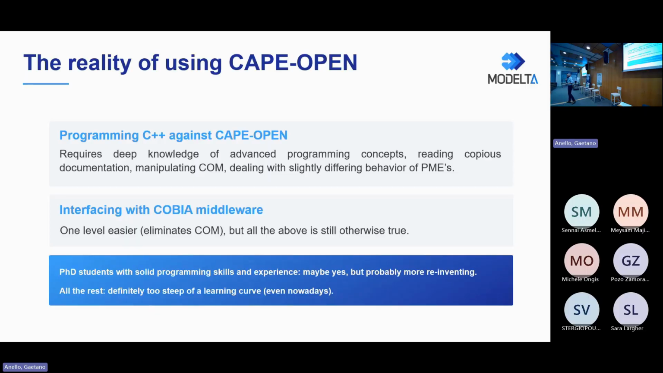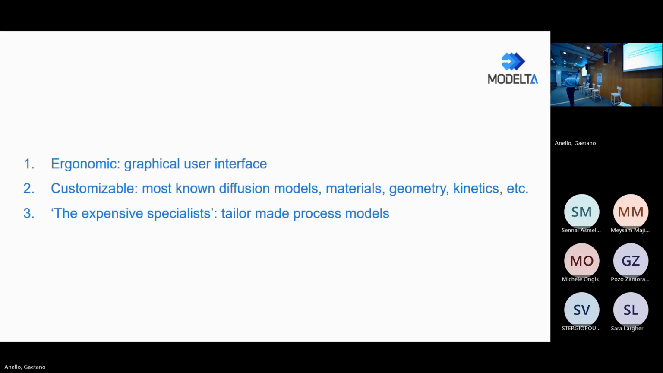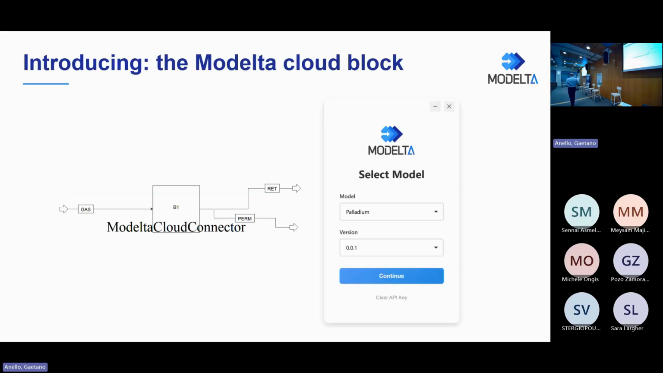Luckily, we did all of this nasty work for you. This is actually what we use to build our block. We interface with this CAPE-OPEN software that also makes it compatible with other simulators besides Aspen, like ProSim or IWSCT, or what have you, all kinds of things. So then we have our graphical user interface that we can build, and it will talk to CAPE-OPEN for us. You can customize it because we control all the programming in the background. And that's how we also deliver tailor-made process models.